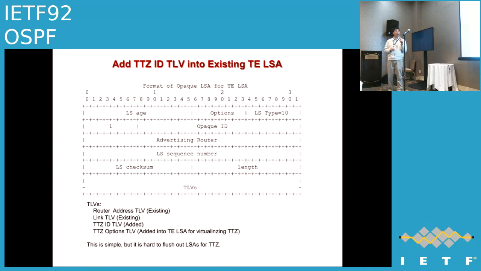One way is that we just add some TLVs for TDZ into the existing traffic engineering LSAs. So here, for the Opaque LSA, the TE LSA, we have the existing router address TLV and link TLV. Here, we just add another TDZ ID TLV into the existing TE LSA. Optionally, we may add another TLV for TDZ. So next page.